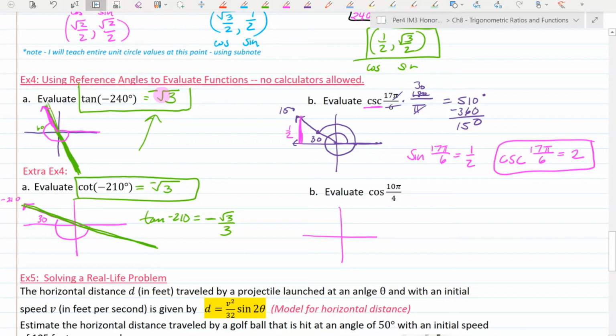Okay. Next one is cosine. So I'm going to reduce this first. So 5 pi over 2. So 5 pi over 2 is 2.5 pi. So it's 2 and 1/2. So you're right here. And so at the 90 degree, remember that point is 0, 1. So cosine of 5 pi over 2, which is the same thing as cosine of 90, is the x value here, which is 0.